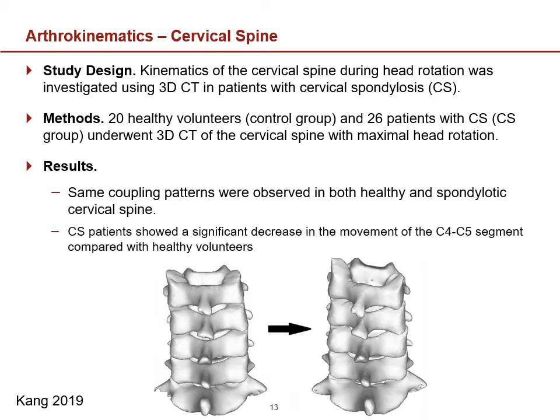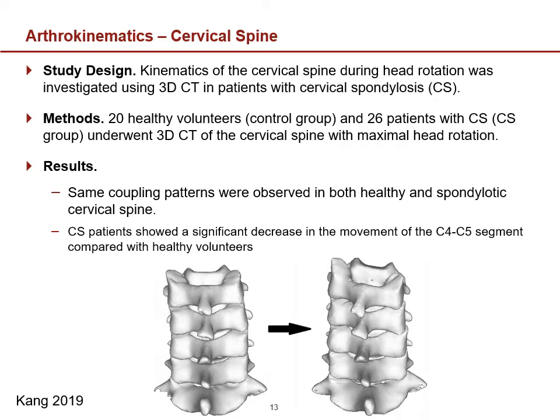Okay, so another study that was done, which I thought was quite interesting, took 20 healthy individuals and 26 with cervical spondylosis who underwent a 3D CT of the cervical spine with maximal head rotation. You can see that they used the 3D CT scan to formulate an artificial model of the cervical spine. And so the results: the same coupling patterns were observed in both healthy and spondylotic cervical spine subjects.